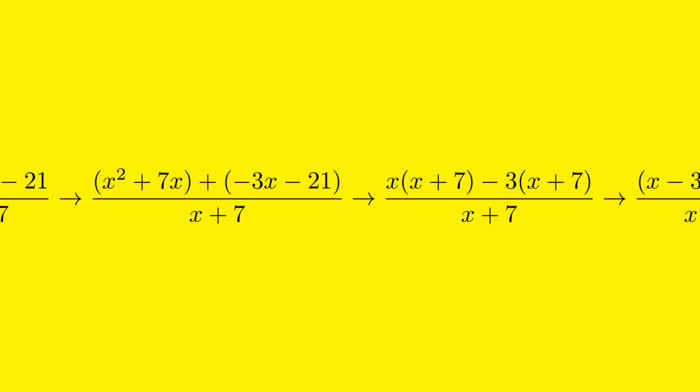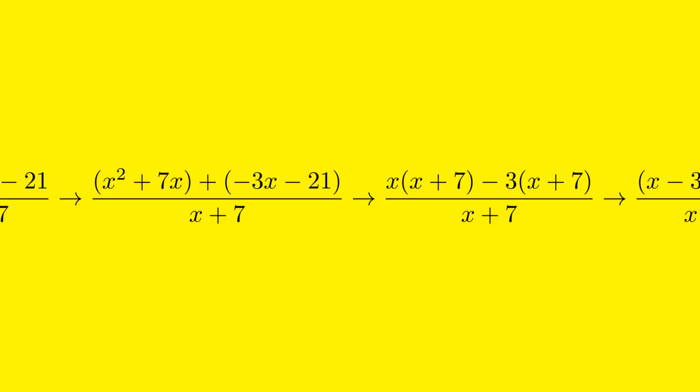So, we can rewrite the numerator. It becomes x squared plus 7x minus 3x minus 21. Next, we group the terms to simplify further. We can group x squared plus 7x as one part and negative 3x minus 21 as the other part. The expression now reads x squared plus 7x plus negative 3x minus 21.